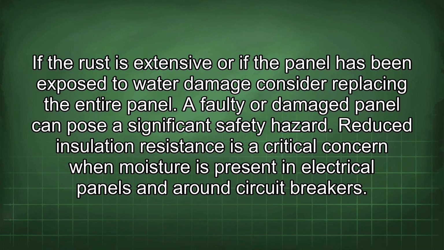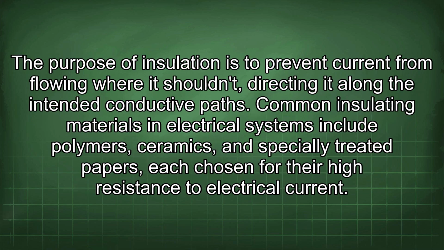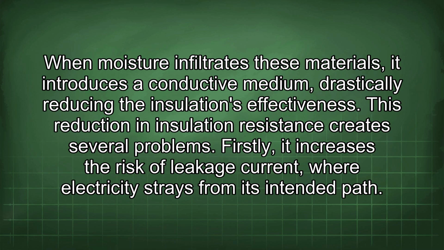Reduced insulation resistance is a critical concern when moisture is present in electrical panels and around circuit breakers. The purpose of insulation is to prevent current from flowing where it shouldn't, directing it along the intended conductive paths. Common insulating materials in electrical systems include polymers, ceramics, and specially treated papers, each chosen for their high resistance to electrical current. When moisture infiltrates these materials, it introduces a conductive medium, drastically reducing the insulation's effectiveness.